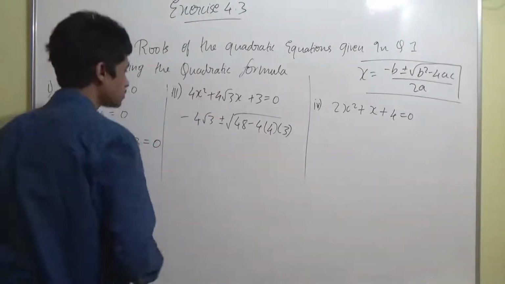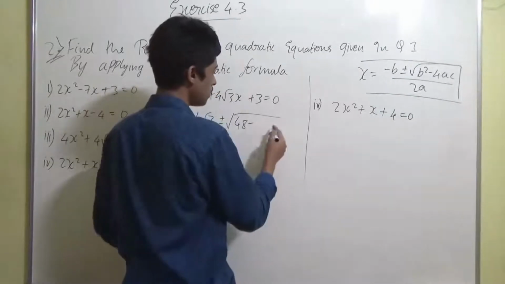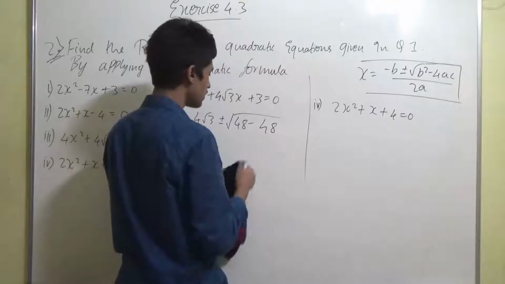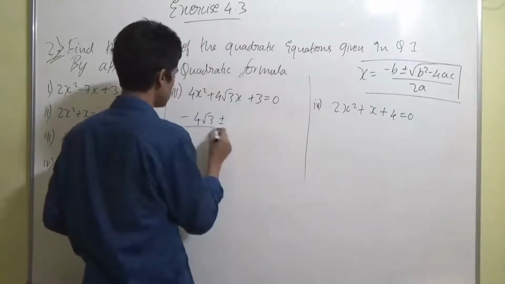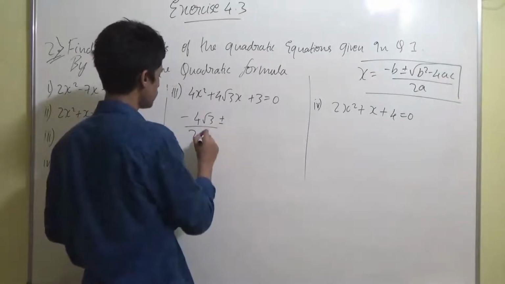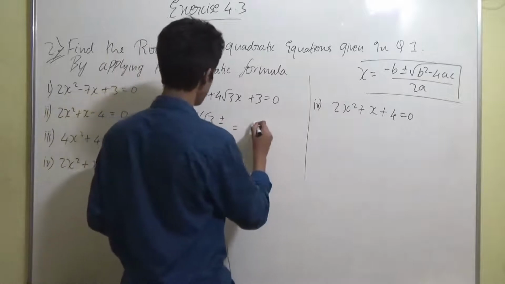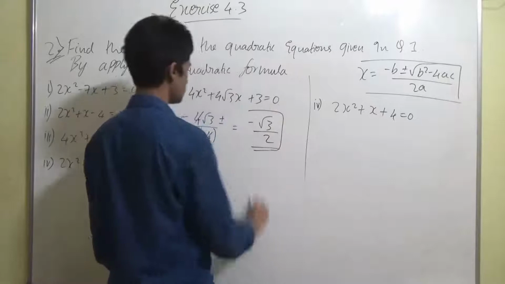So there is no need to write this, right? 4ac becomes 4 into 4 into 3, that is 48. If you see this, 48 minus 48 becomes equal to 0. So there is no need to write this term. You will directly write it as over 2a. What is 2a? 2 into 4. Now this 4 and 4 will get cancelled. The final answer you will get is minus root 3 by 2. That's it, guys. This is the final answer.